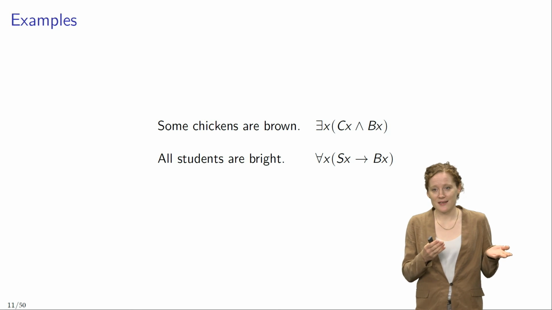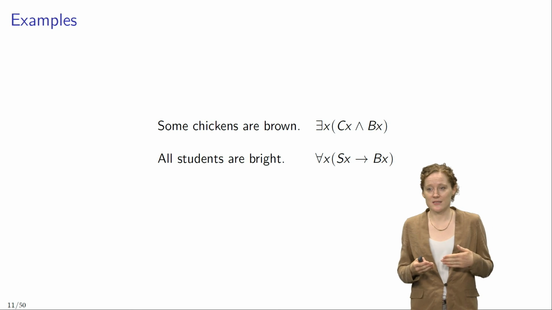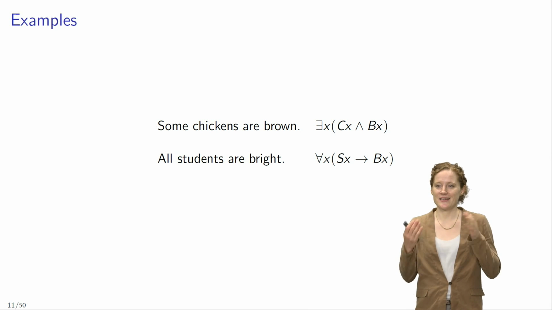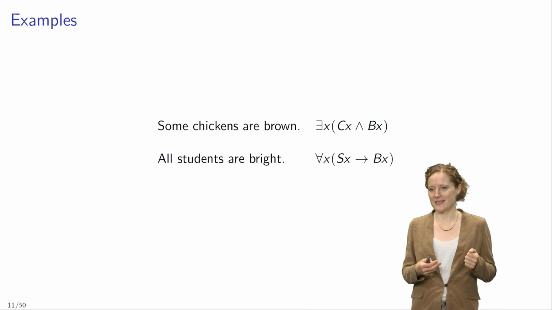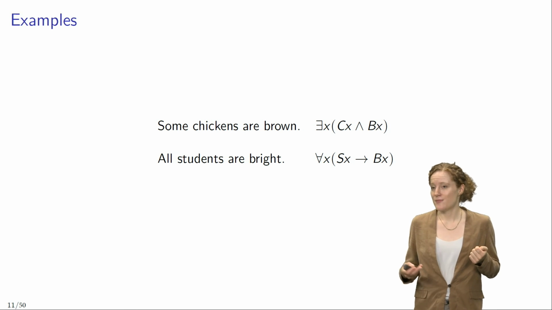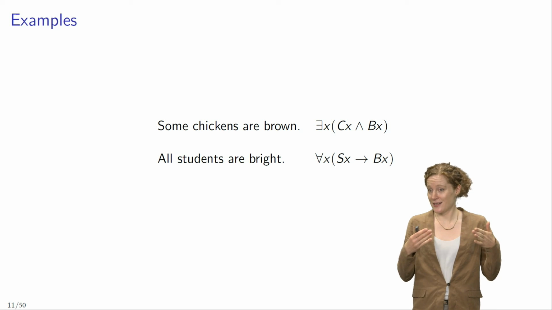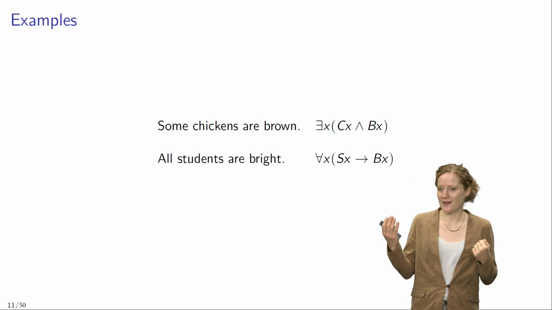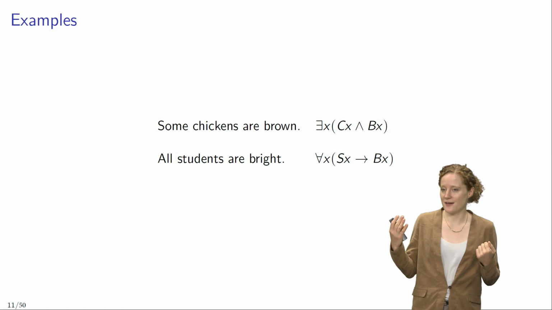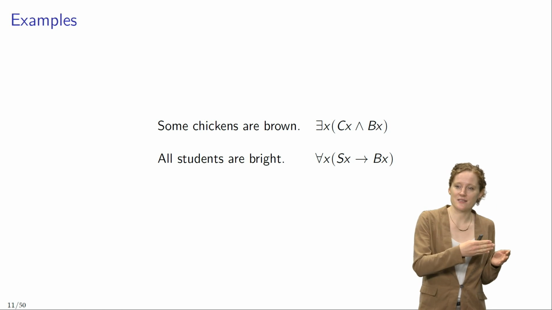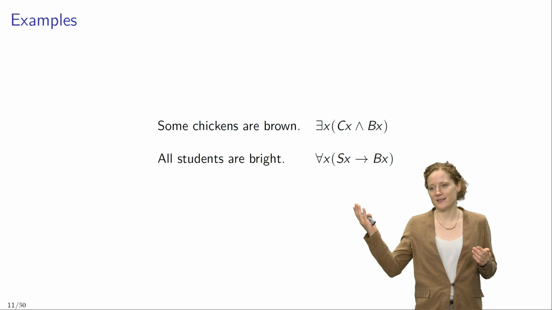Or consider the second English sentence here, all students are bright. If we represent the English predicate is a student by means of the capital letter S, and the English predicate is bright by means of the capital letter B, then we can represent this English sentence in FOL using the universal quantifier by saying that for every x, if x is a student, then x is bright.